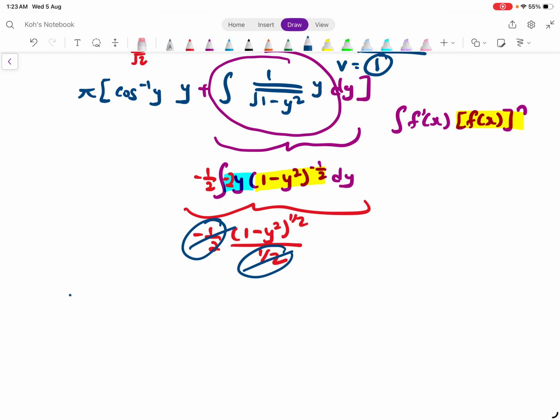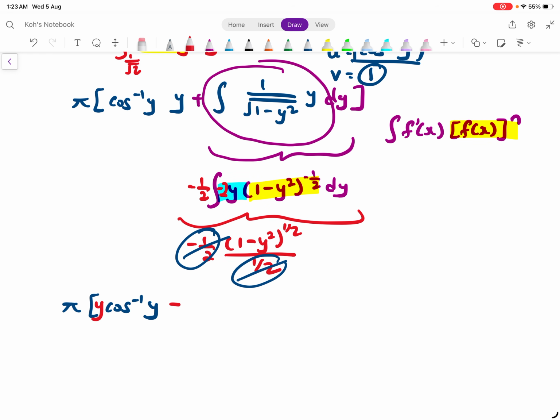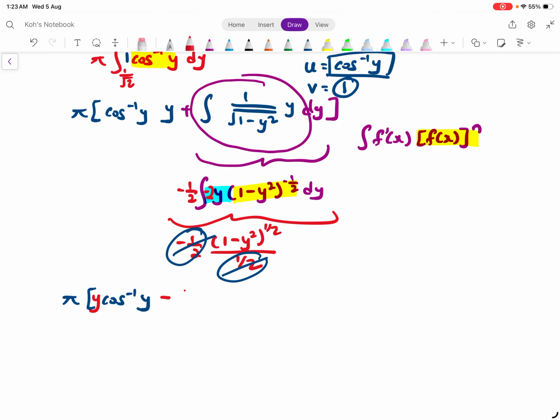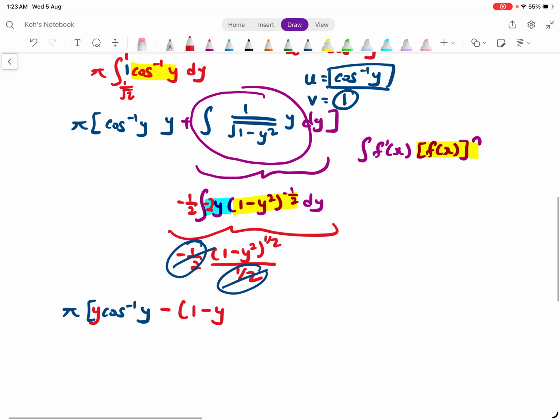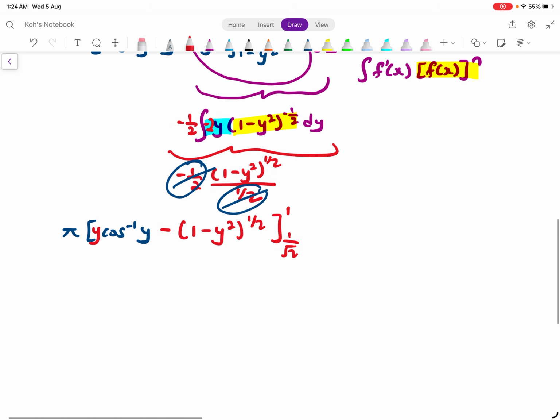So this will give you pi, square bracket, cosine inverse y, then the y put in front, y, then minus (1 minus y to the power of 2) to the power of half, then close the square bracket. So the limits are 1 and about 1 over root 2. So it's time to do the definite integral.